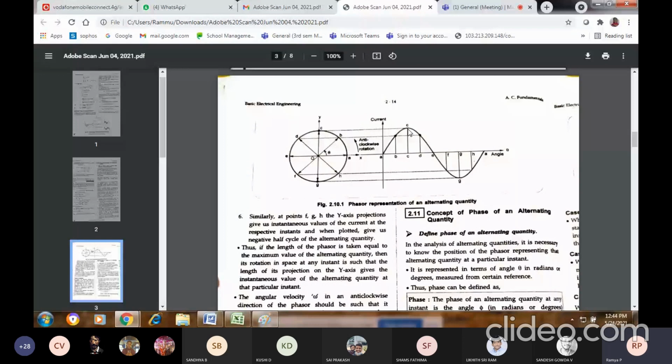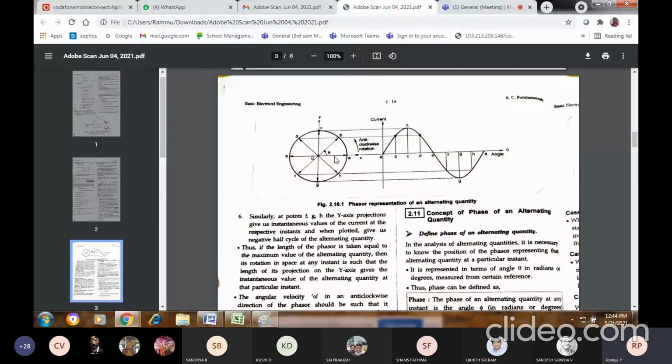Gradually from C to D. Again, I go from C to D position. My current is here. I will draw the same projection and it is going to meet at D. At point D, the y-axis projection becomes Im sin theta. What is the instantaneous value of current? i equals Im sin theta. Here I don't have a maximum current at all, so i will be equal to 0.